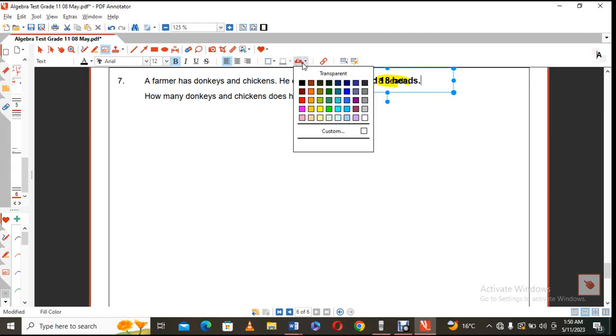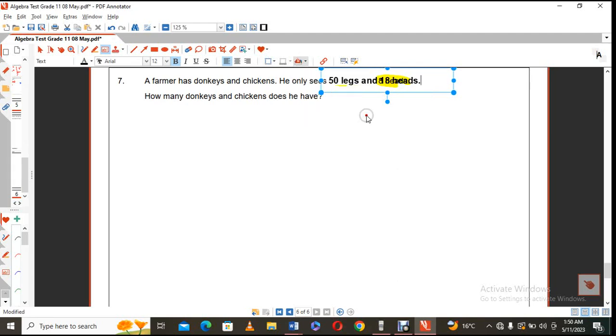Okay, so it's 50 legs and 18 heads. Right, so that now makes the question a little bit easier to understand.